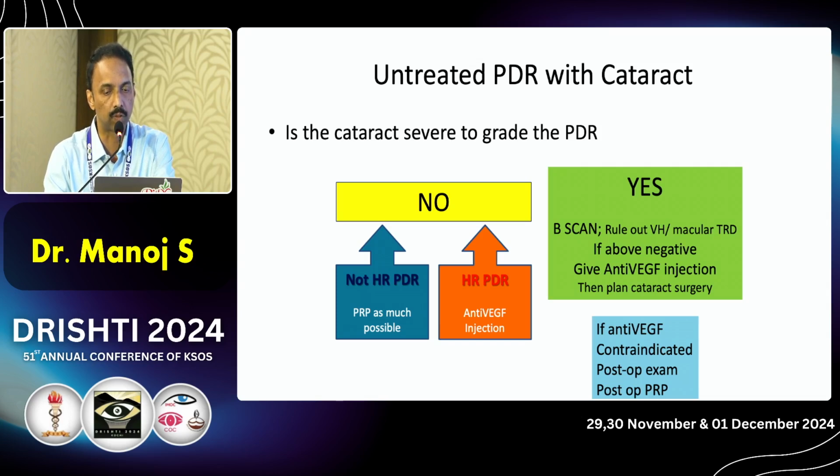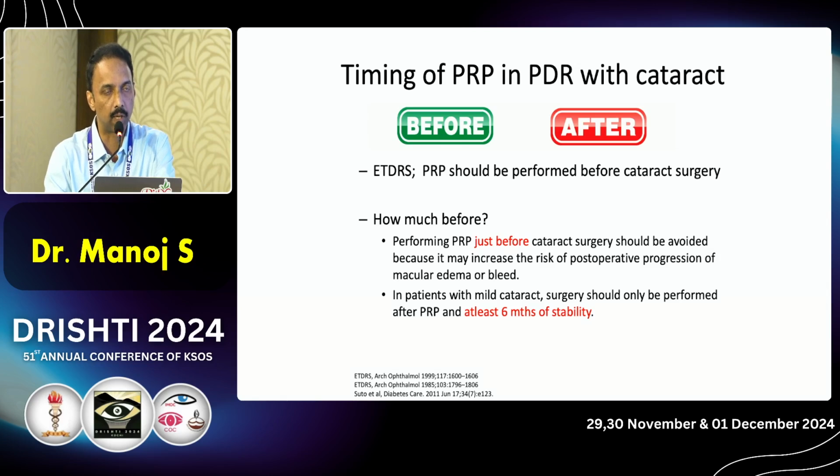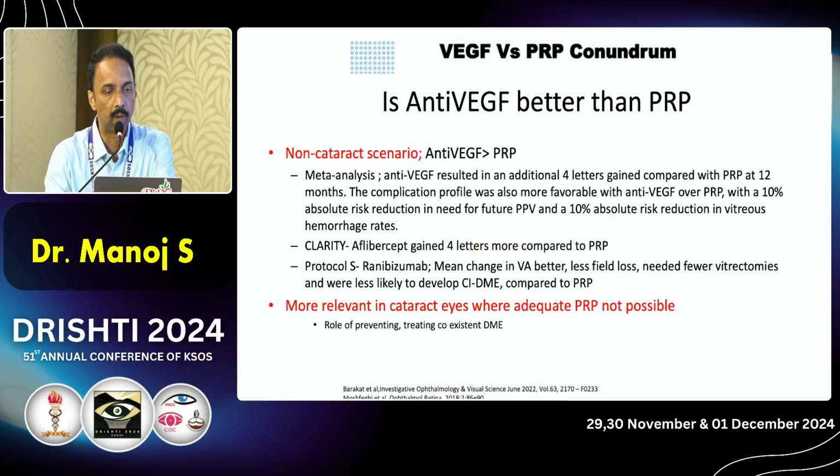There may be some situations where anti-VEGF is contraindicated. Then in these patients you need to do an early post-op examination and plan a very early PRP, as early as 2 weeks. But if the view is reasonable, and if you could classify them as high-risk PDR, you give an anti-VEGF. If it's not high-risk PDR, try and do a PRP. The ETDRS has said that PRP should be done before cataract surgery, and you should wait for at least 6 months of stability. Doing it just before cataract surgery should be avoided because of the increased risk of postoperative macular edema.